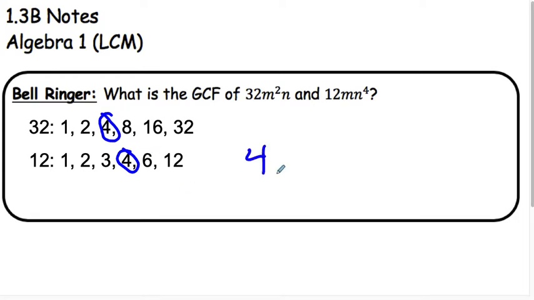And then if you remember, we look at our variables. We have m squared and m to the first. Remember, this is a power of 1 if there's nothing there. We want the smallest power there, so that smallest power is m. And then for n, again, we have a power of 1, power of 4, so the smallest power is n. So the correct answer for your bell ringer is that right there, 4mn.